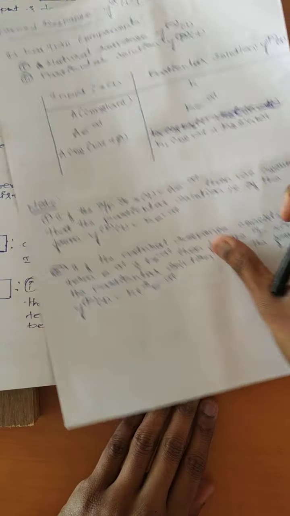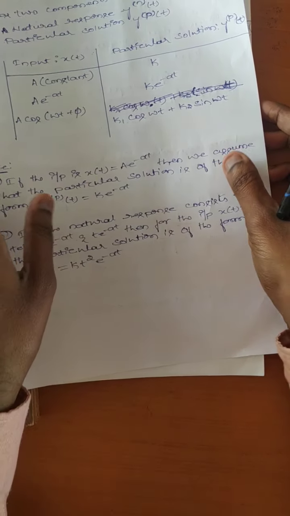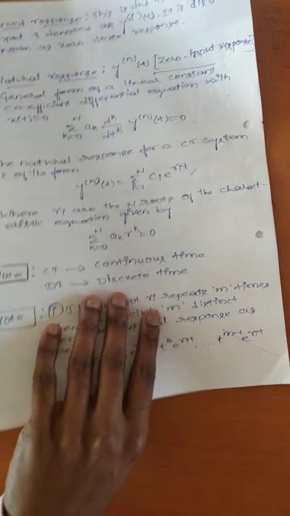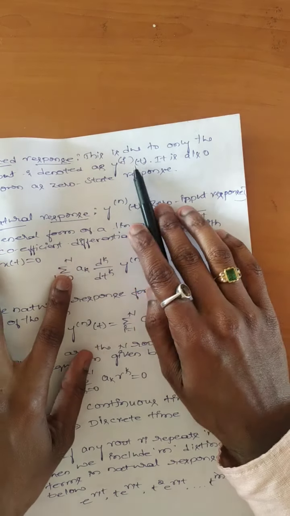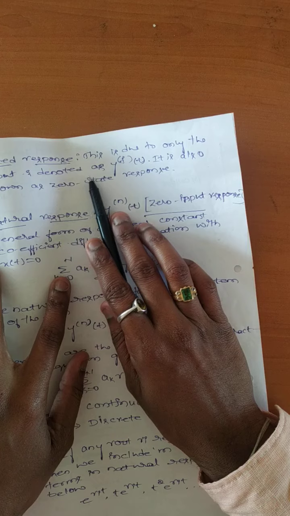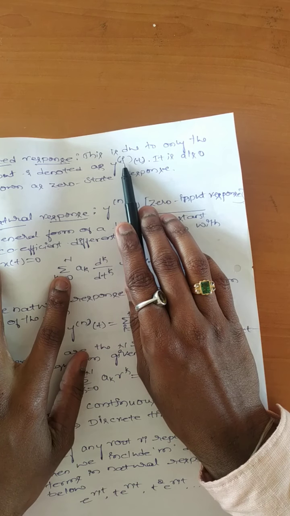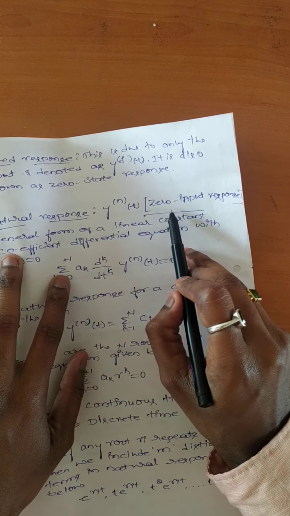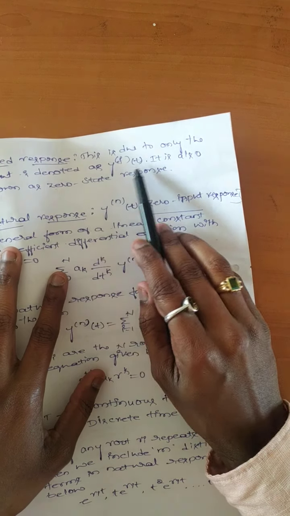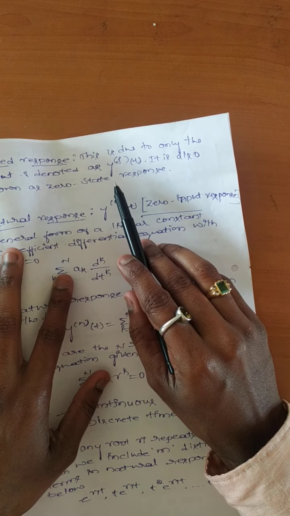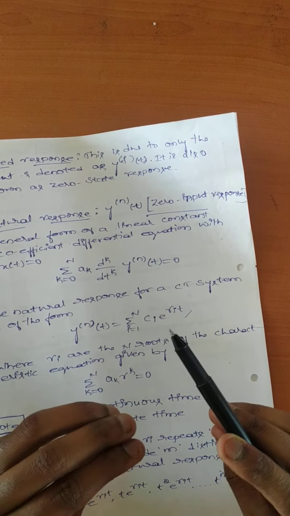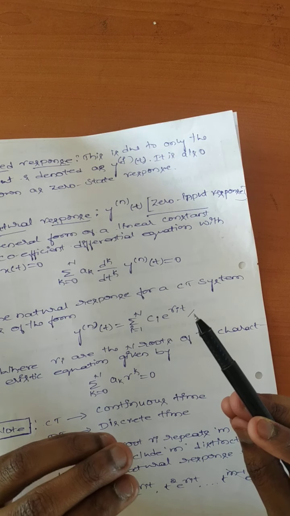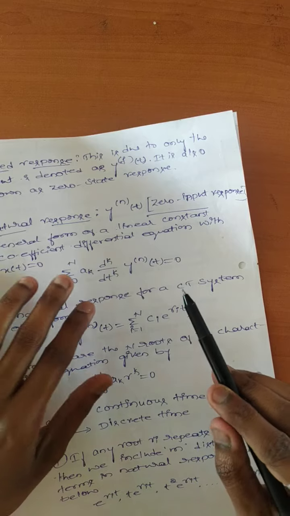So next we will look at some points on forced response. We already studied the forced response, so once again I will show you. This is due to only the input and is denoted as yf of t. Yf indicates the forced response, also known as the zero state response. Natural response is the zero input response and forced response is the zero state response. In natural response we are making the input 0. In forced response we are making the initial conditions 0.